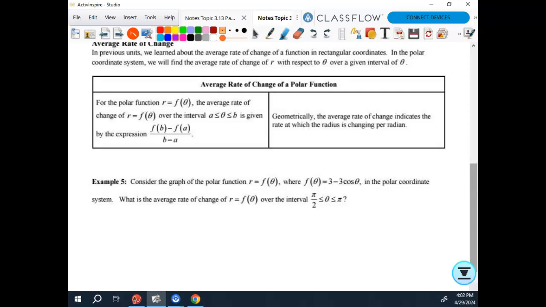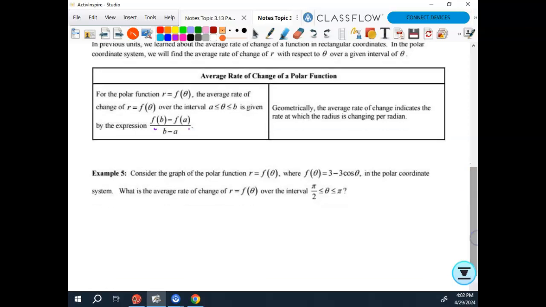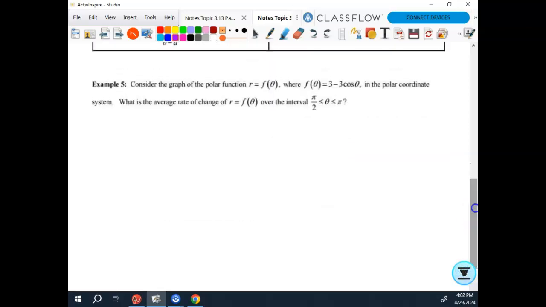It's still just slope, and it's still just f of b minus f of a over b minus a. No big deal, okay? So if I want to find the average rate of change, which just means slope, average rate of change for this on this interval, that's going to be f of pi minus f of pi halves over pi minus pi halves.